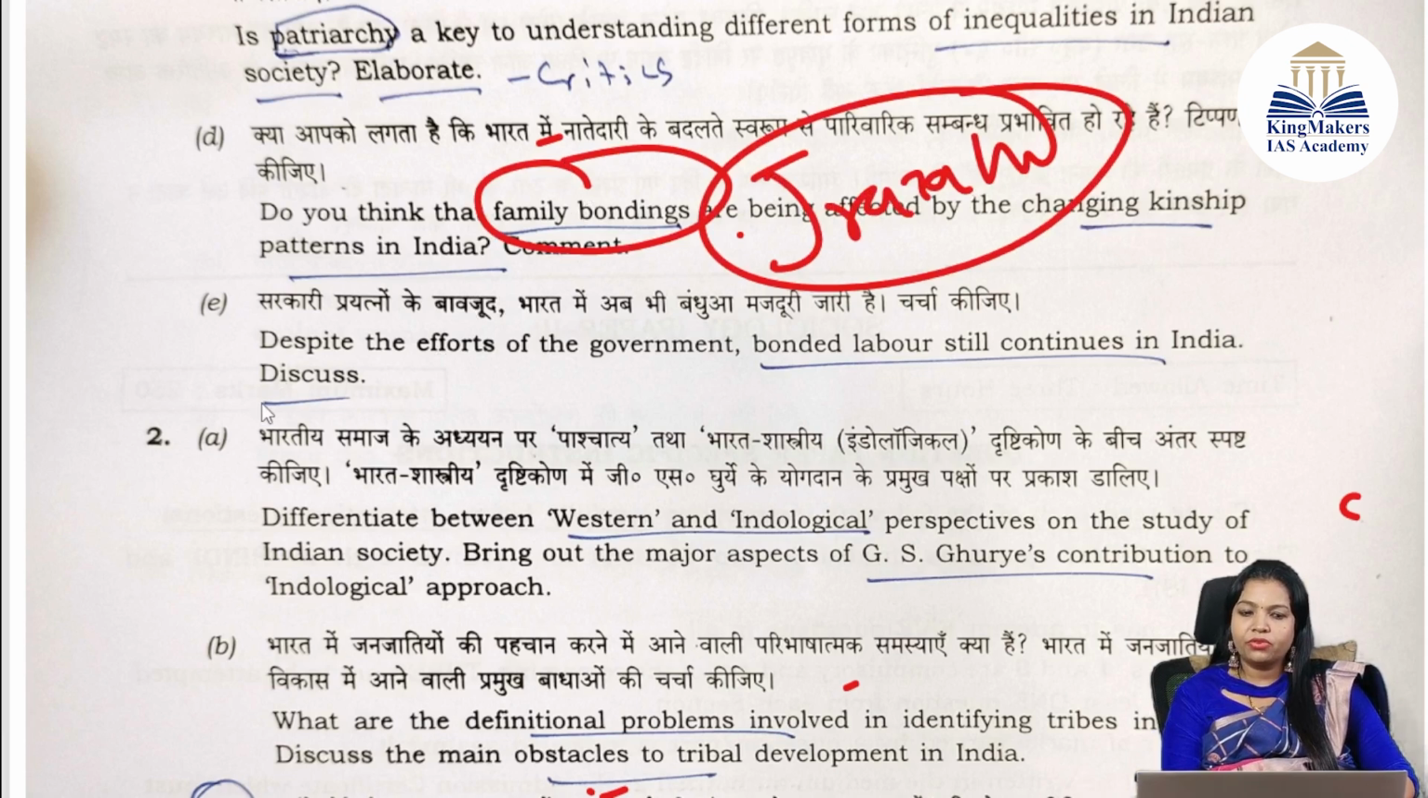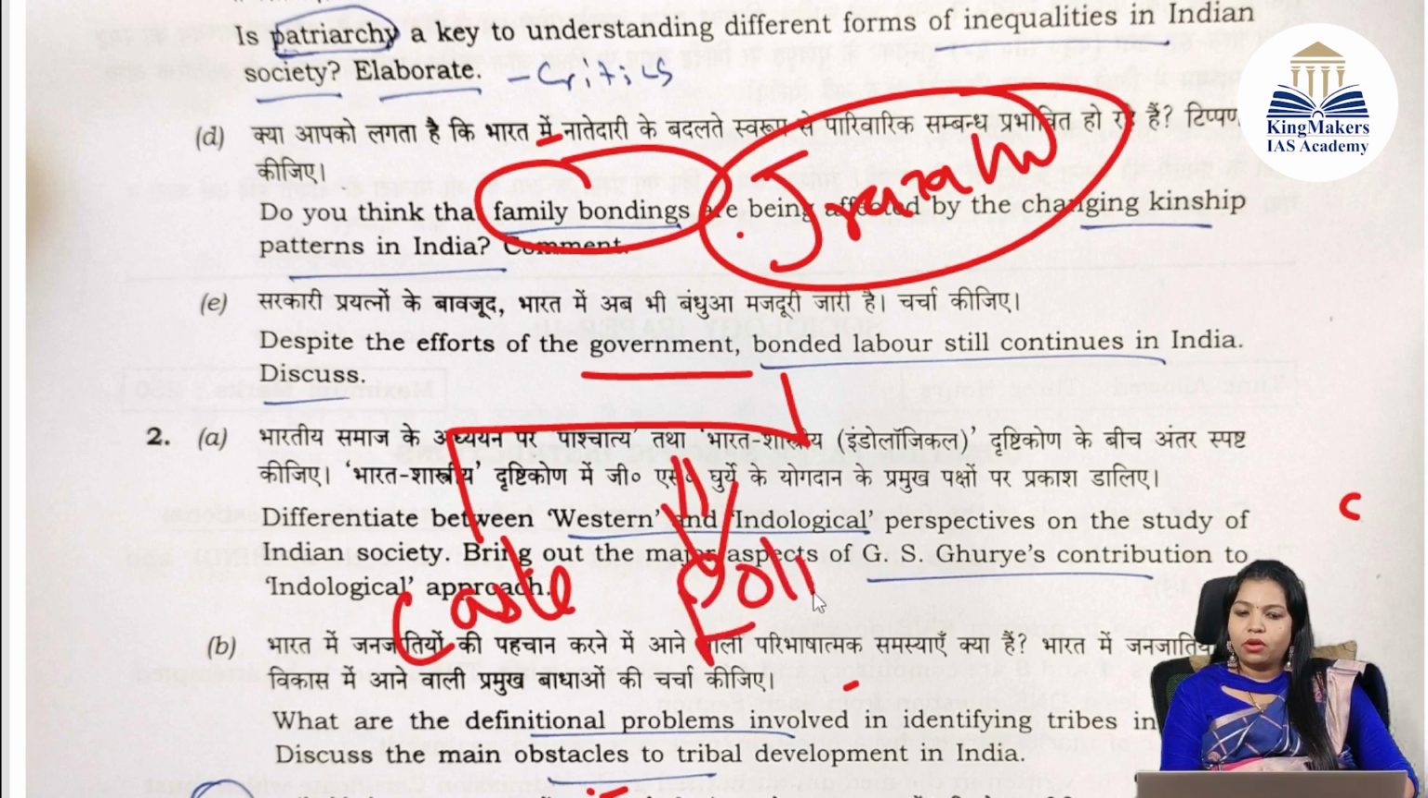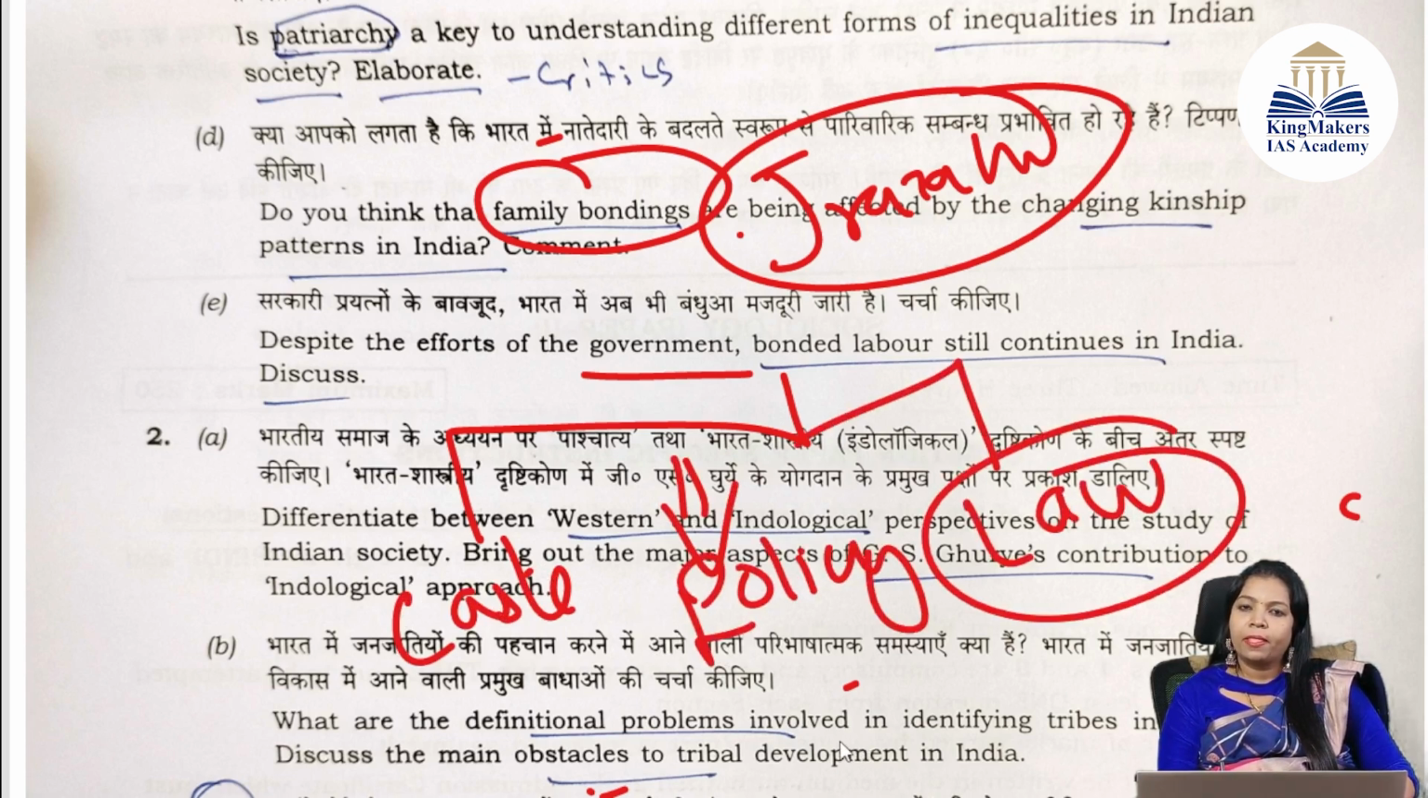Okay, next question. Despite the effort of the government, bonded labor still continues in India. Discuss. Now the question is why bonded labor is still continuing. It is also mentioned in the syllabus. All our questions are from the syllabus. Now, why despite government efforts does bonded labor continue? Now this is the sociological angle. For example, the caste system. For example, there is a lack of policies and laws. Okay, this is the problem.